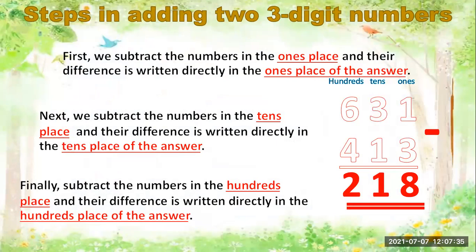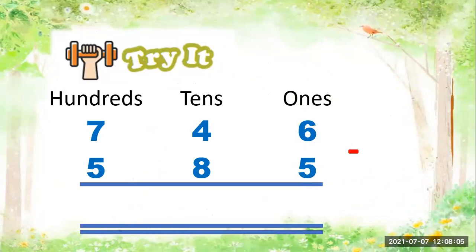Very easy, right? So first, we subtract the numbers in the ones place, and their difference is written directly in the ones place of the answer. As you can see here, the answer here is 8. And next, we subtract the numbers in the tens place. This is the tens place, and their difference is written directly in the tens place. So why is it 1 here? Because we borrowed a while ago the 1 ten from the 3 tens. And finally, subtract the numbers in the hundreds place, and their difference is written directly in the hundreds place of the answer. So this is the answer, 218, right?